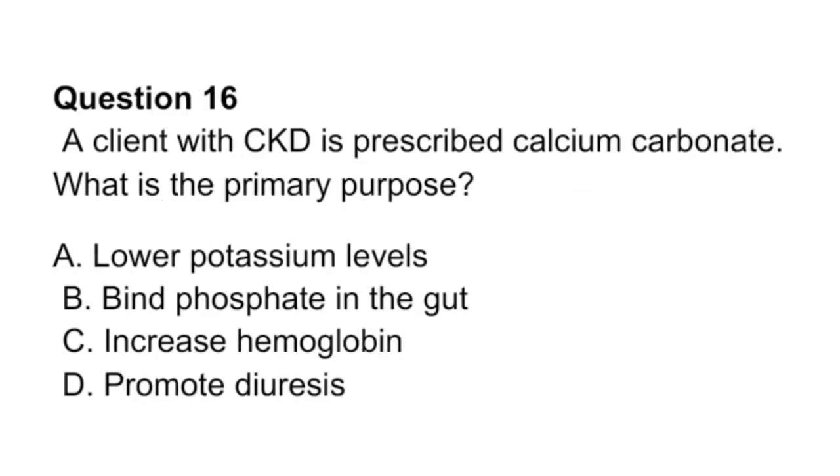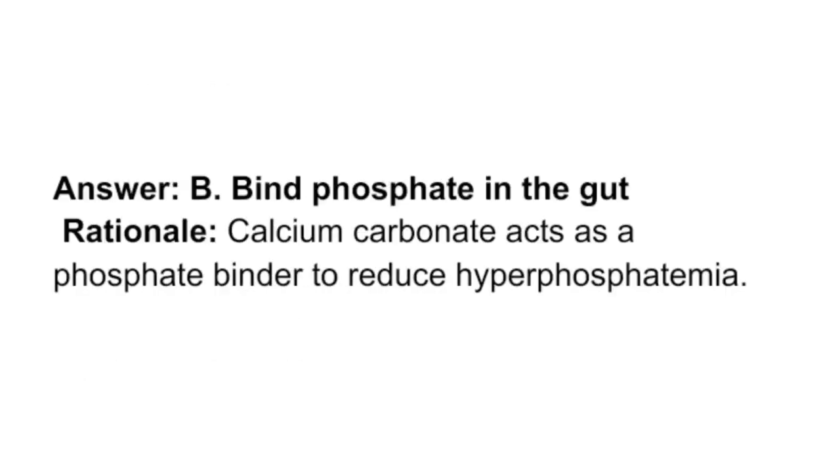Question 16. A client with CKD is prescribed calcium carbonate. What is the primary purpose? A. Lower potassium levels. B. Bind phosphate in the gut. C. Increase hemoglobin. D. Promote diuresis. Answer: B. Bind phosphate in the gut. Rationale: calcium carbonate acts as a phosphate binder to reduce hyperphosphatemia.